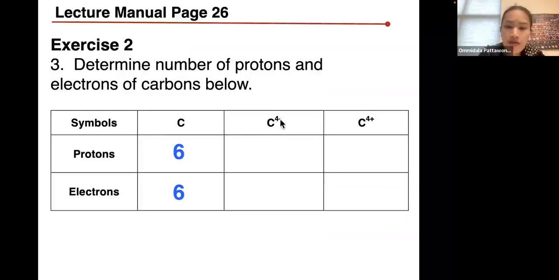What about carbon 4- or the anion of carbon? You are again going to have 6 protons because it's still carbon, right? But it's gaining 4 electrons. Therefore, the total number of electrons would be 10. This carbon right here, 4+, indicates that this carbon lost 4 electrons. So you subtract 4 from the original number of electrons, and you end up with only 2 electrons.